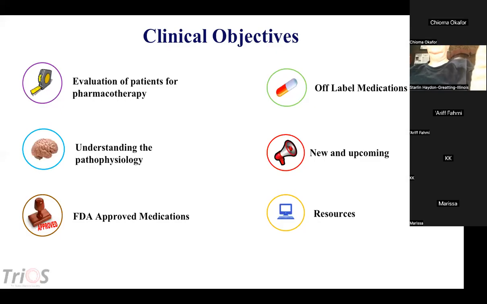evaluate patients with obesity. We will talk about pathophysiology of obesity, FDA-approved and off-label medications, as well as pipeline medications, and share some resources for those of you interested in learning more.